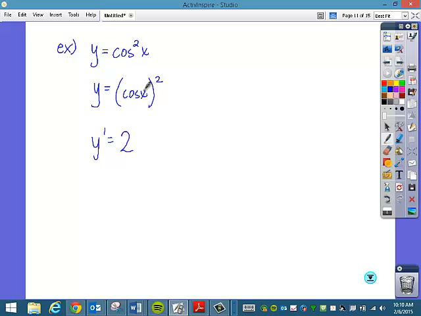So to take the derivative, you're going to take your exponent and pull it out front. You keep your insides the same. You subtract 1 from your exponent, so it's just to the 1. And then you take the derivative of what's inside your parentheses, which the derivative of cosine is negative sine of x. So your final answer is negative 2 cosine x sine x.